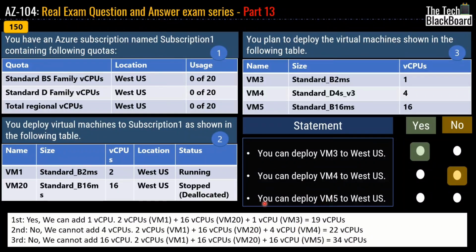Coming to the third statement, it says you can deploy VM5 to West US. The answer for this one is no as well, because for VM5 we have 16. We have already used up 18. So 18 plus 16 gives us 34, which is way beyond our maximum capacity. And that's why the answer for this statement is no as well.